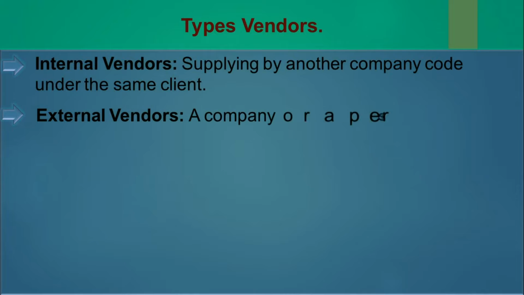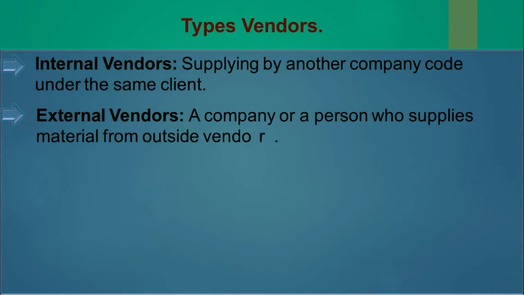Next one is external vendor. A company or person who supplies material from outside. It means the vendor is not part of that organization at all.